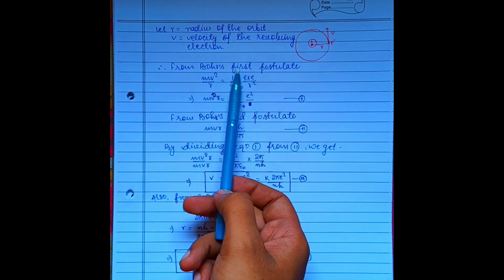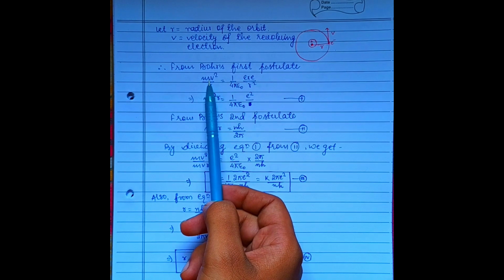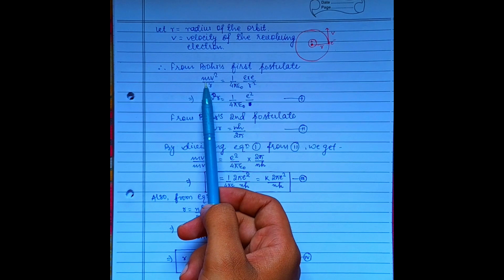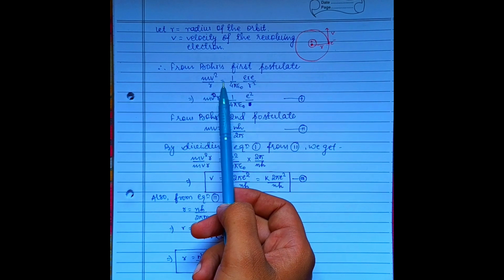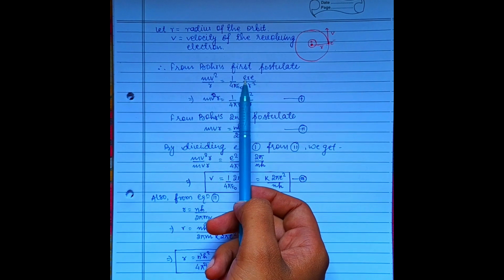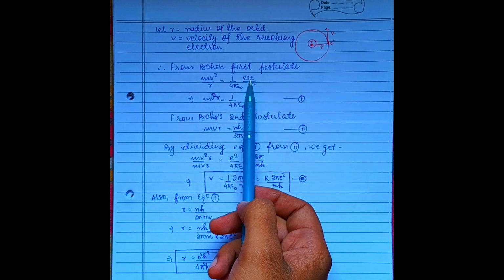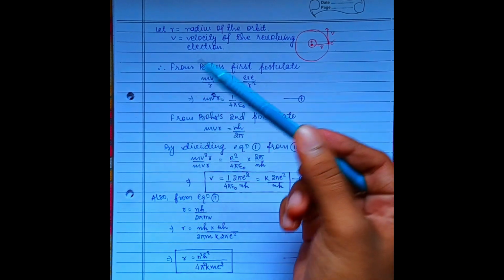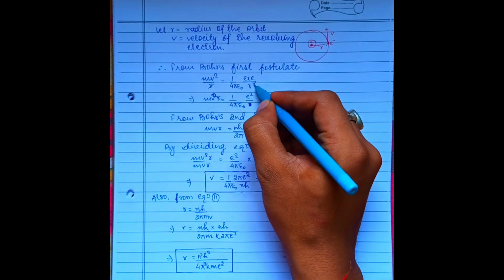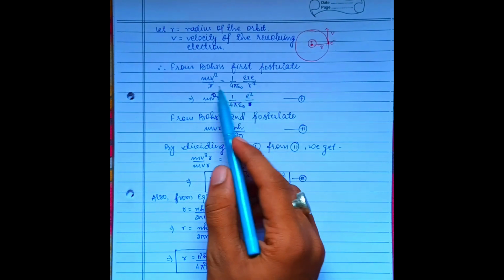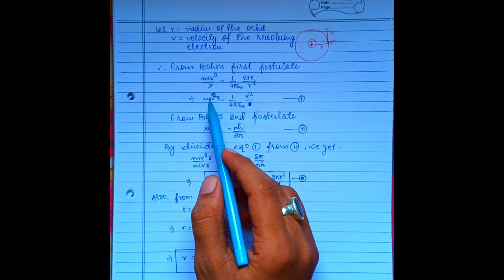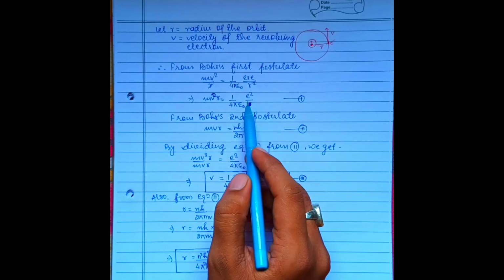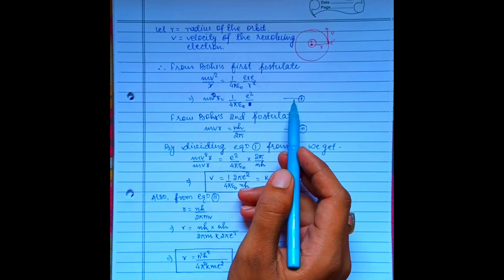From Bohr's first postulate, centripetal force is equal to the electrostatic force of attraction. Therefore, centripetal force mv square upon r is equal to 1 by 4 pi epsilon naught, e being the charge on the proton and e the charge on the electron. Here one r and one r get cancelled, and the r comes over, which becomes mv square into r is equal to 1 by 4 pi epsilon naught, e multiplied by e is e square. Let us consider this equation 1.